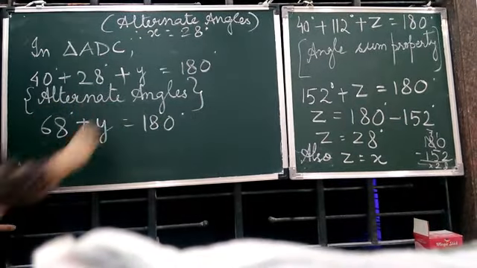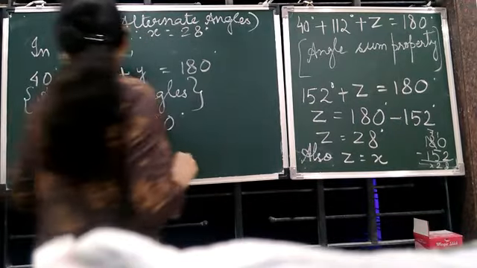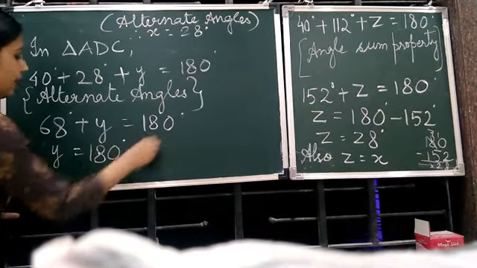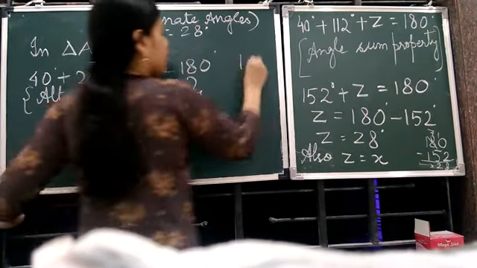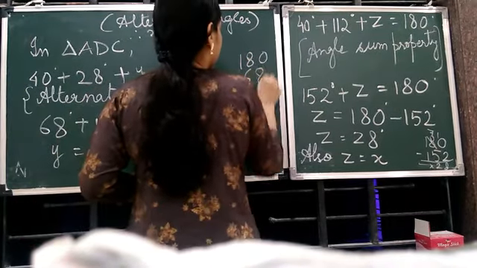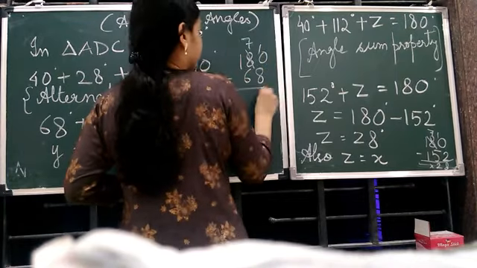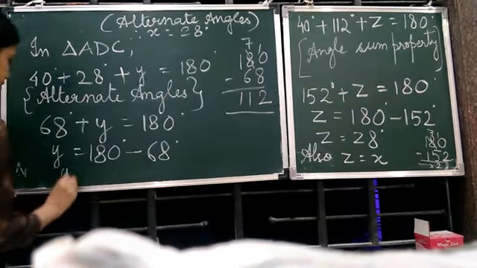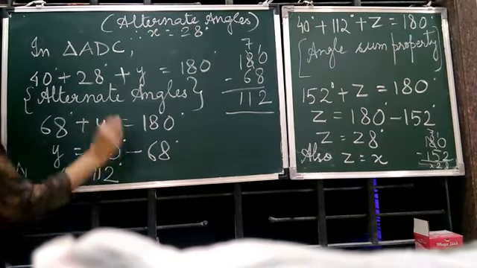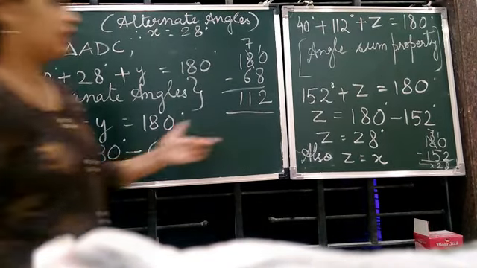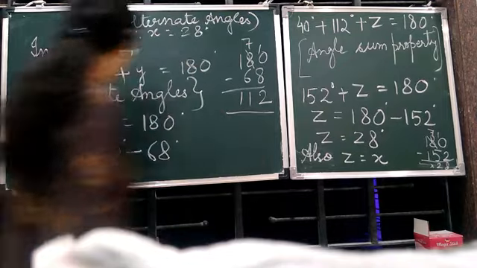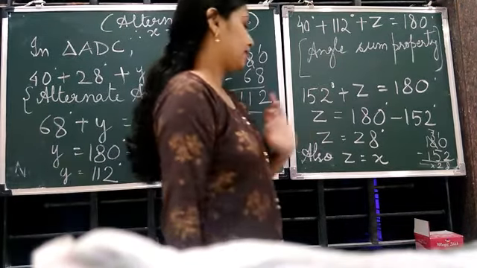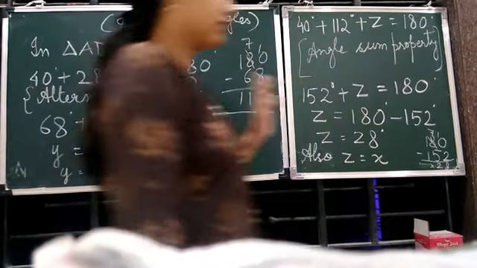Now 68 degree and 180 degree you will subtract to find out the value of Y. So 180 degree minus 68 degree. The answer is 112 degrees. So we found the values of X, Y and Z. Okay, we completed this question.